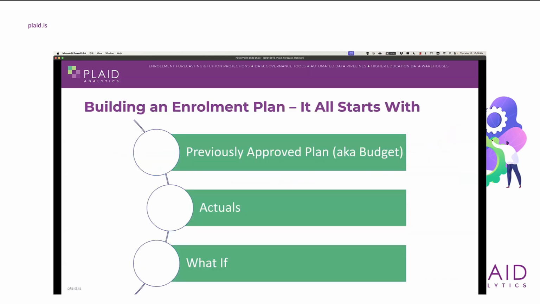So when it comes to building an enrollment plan, they tend to start with things that are previously approved, such as a budget or a plan that was approved by a Senate or Faculty General Council or similar.